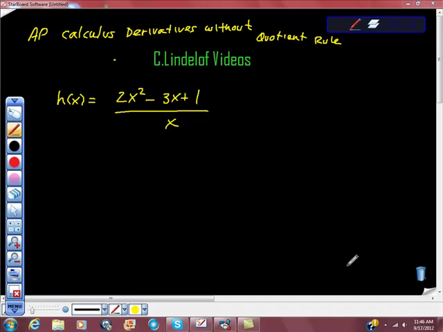Okay, so AP Calculus, differentiation without using the quotient rule. I realized Jason and I wrote derivatives, but they're the same thing, aren't they? So that works out pretty good.